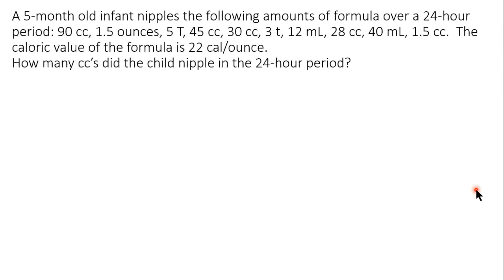A 5-month-old infant nipples the following amounts of formula over a 24-hour period: 90 cubic centimeters, 1.5 ounces, 5 tablespoons, 45 cc, 30 cc, 3 tablespoons, 12 milliliters, 28 cc's, 40 milliliters, and 1.5 cc's. The caloric value of the formula is 22 calories per ounce. How many cubic centimeters did the child nipple in a 24-hour period? Let me know when you guys are ready.